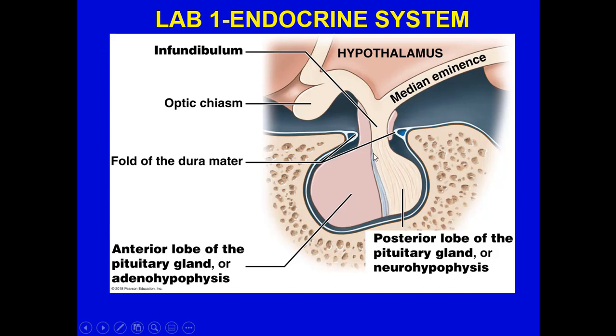Here's the pars intermedia. Here's the posterior lobe. Here's the infundibulum. This is the more glandular structure here. This is the anterior lobe. Okay? And what you see are folds in the dura mater that keep this pretty much held together in the sella turcica.